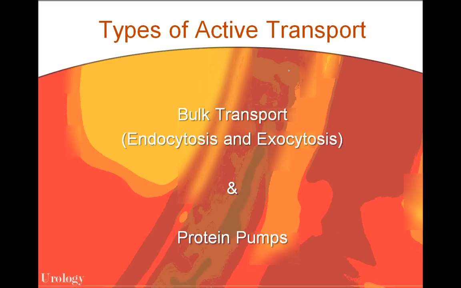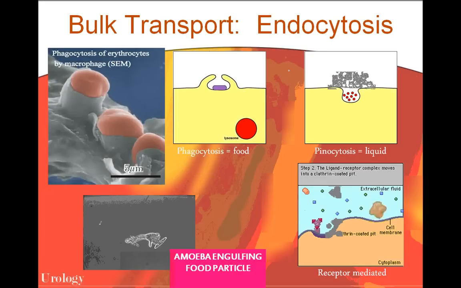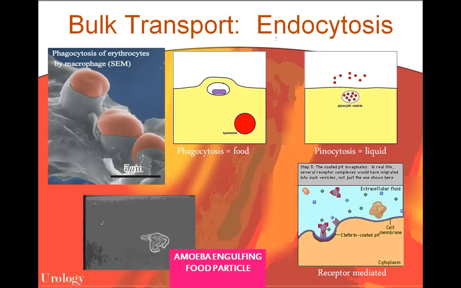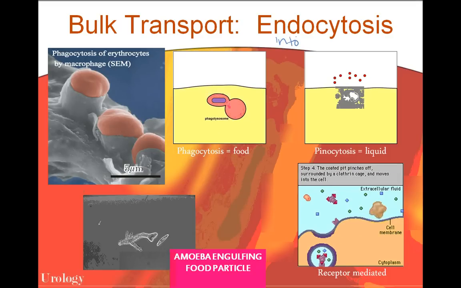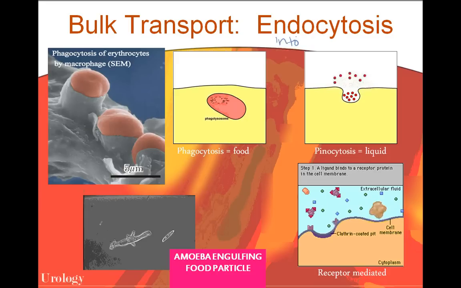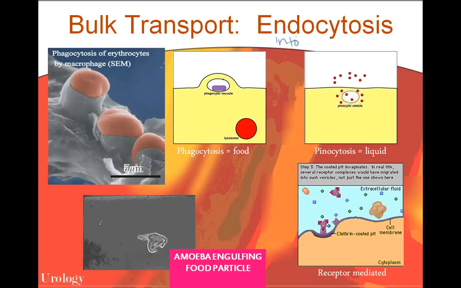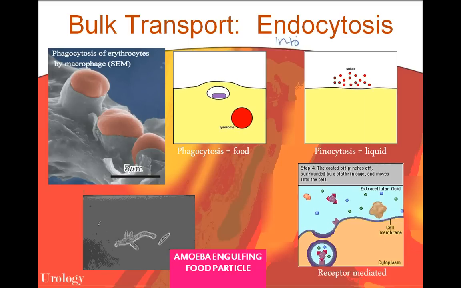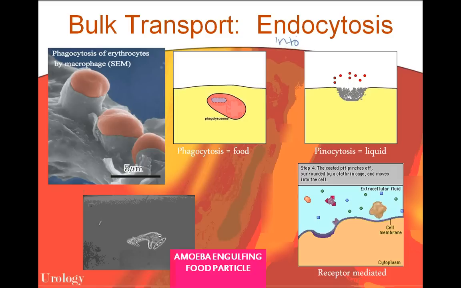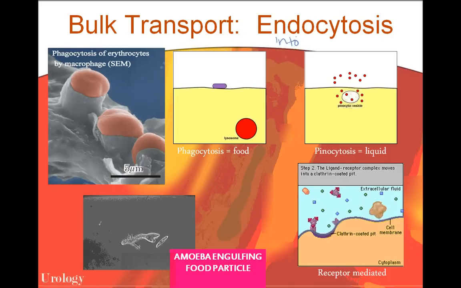Bulk transport, therefore, is going to mean we're going to move what? Really big things into and out of the cell. Endo means into. So endocytosis is moving really big things into the cell. We're talking about things too big to even fit through facilitated diffusion into the cell. For instance, we've actually studied this once before.